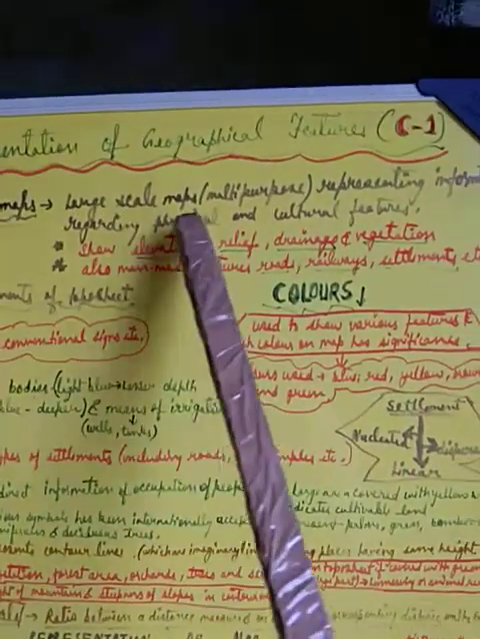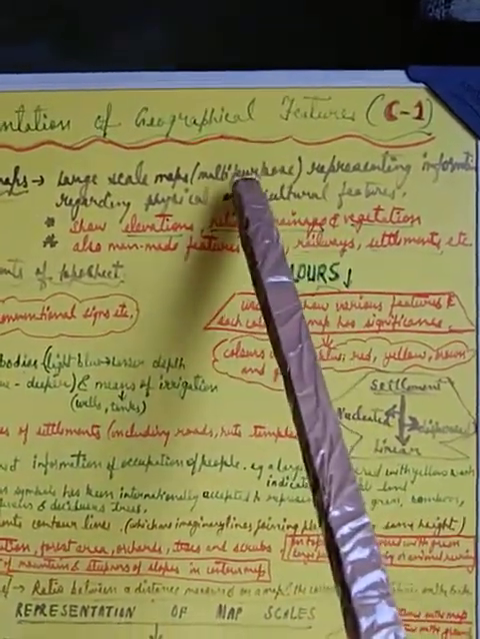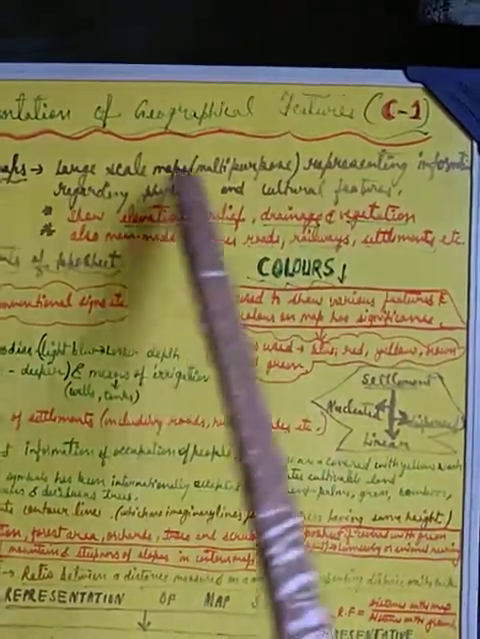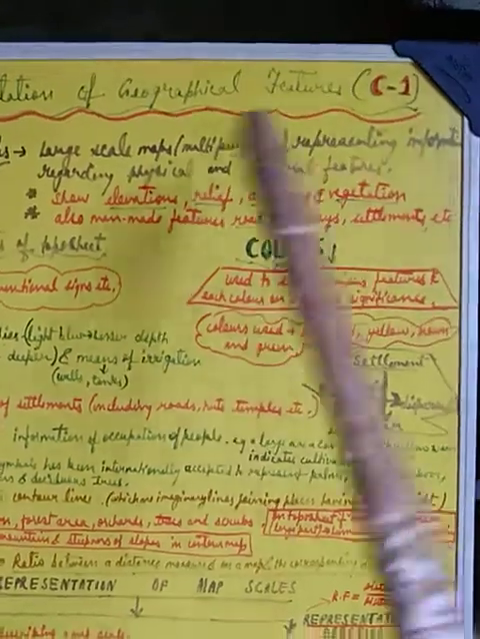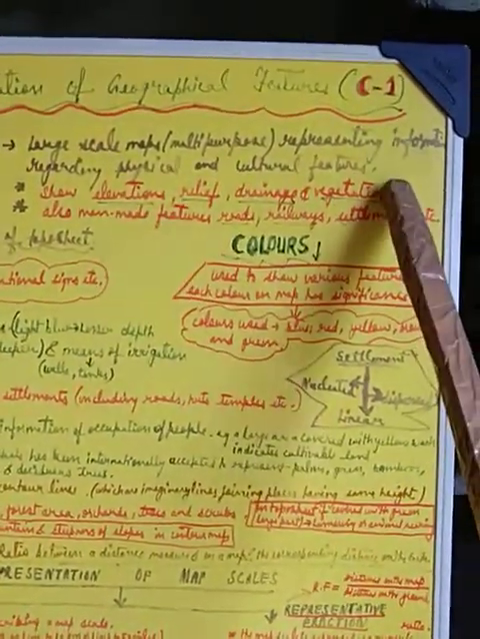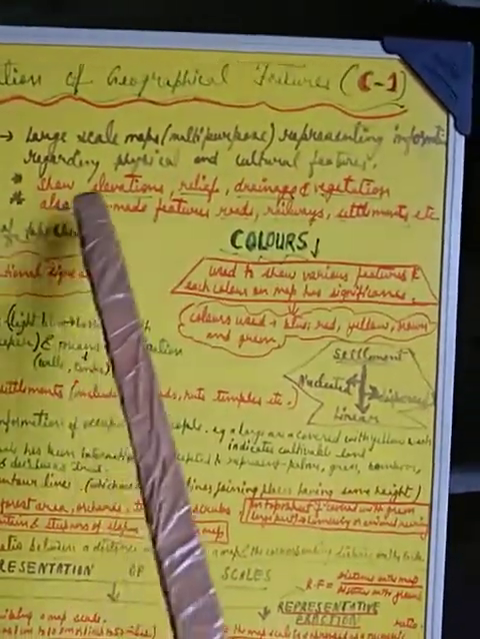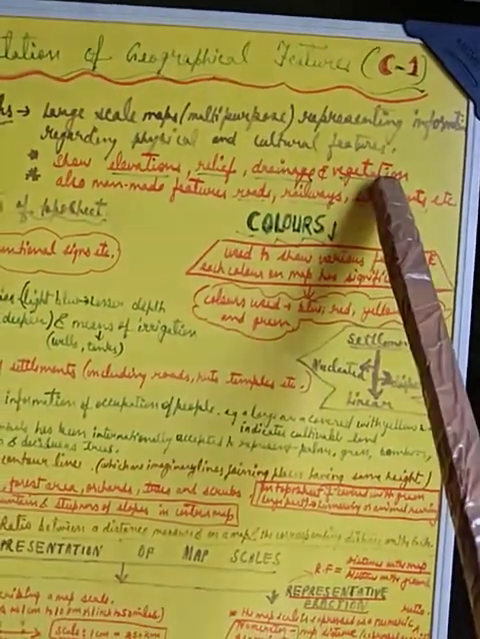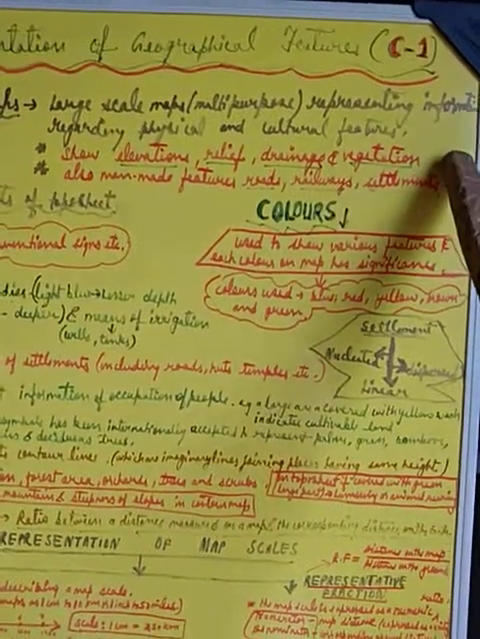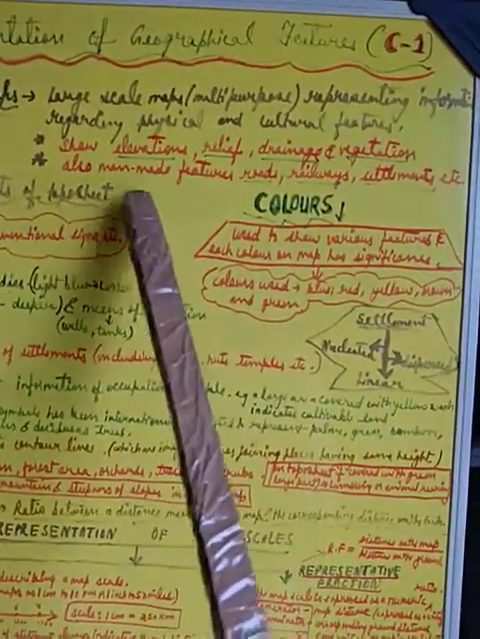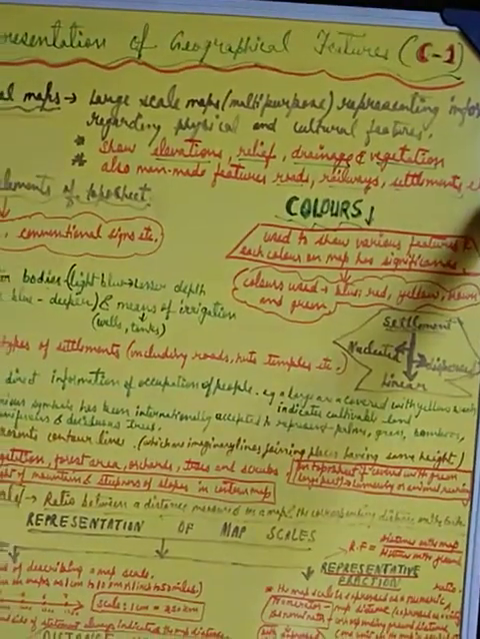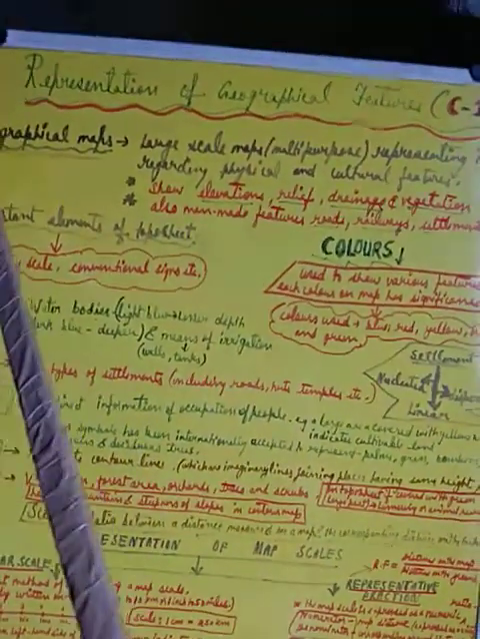Topographical maps are large scale, multi-purpose maps which represent information regarding physical and cultural features. They also show the elevation, relief, drainage and vegetation, and together with this they also show the man-made features such as roads, railways, settlements, etc. So you got the point.